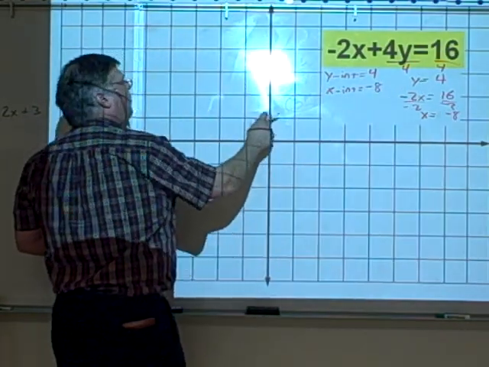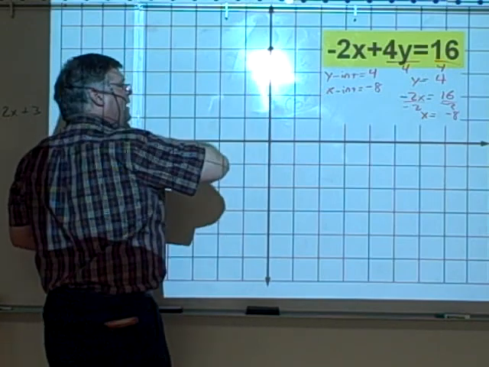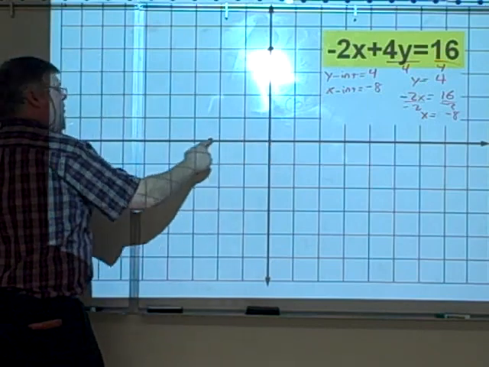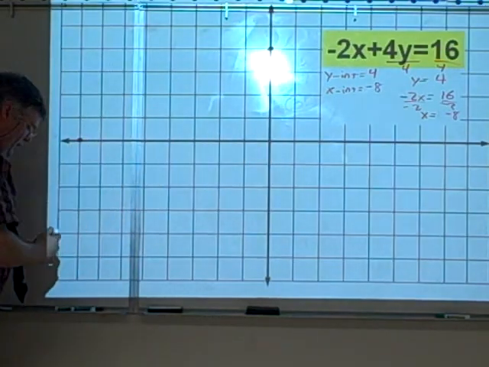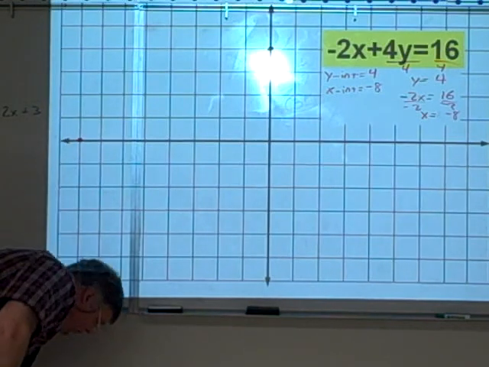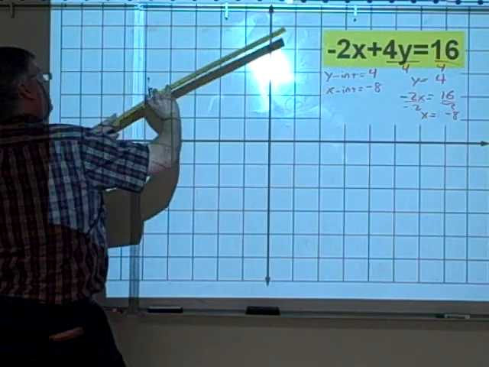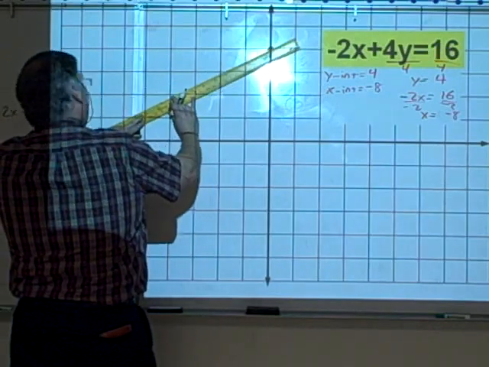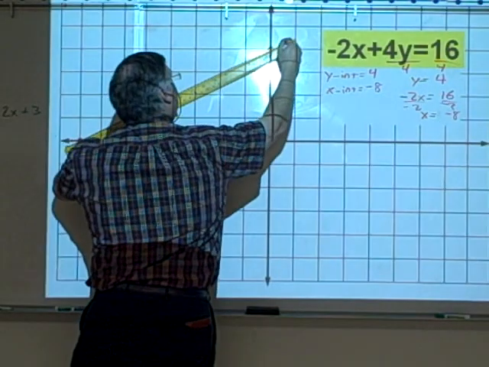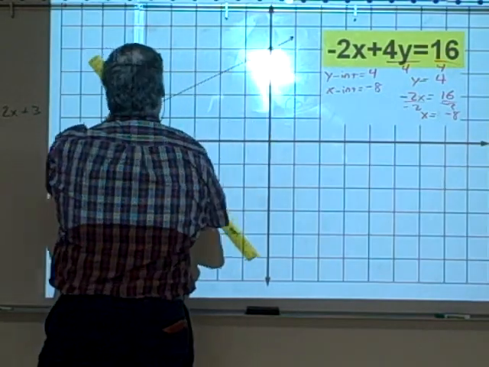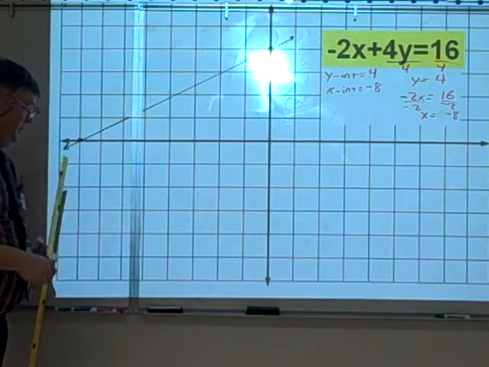+4 for the y-intercept. 1, 2, 3, 4. Y-intercept there. X-intercept is on the x-axis. -8. 1, 2, 3, 4, 5, 6, 7, 8. There's your point there. You've got your 2 points. You take your ruler, slap it down on those 2 points. Draw the line through it, arrowheads on the end, because remember it does continue in both directions, and there's your graph.